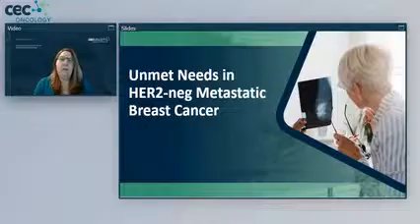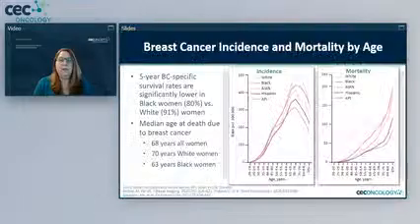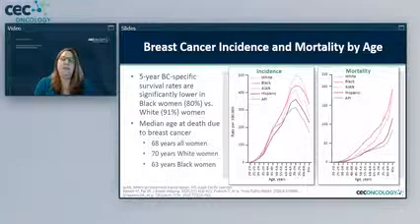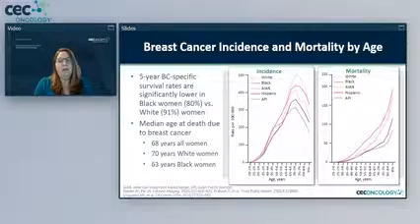So let's start off a little bit talking about the unmet needs of HER2 negative metastatic breast cancer patients. As we're aware, breast cancer affects women, and the 5-year overall survival rates continue to be significantly lower in Black women, 80% versus white women, 91%. In the tables on here, you can see the incidence for all different ethnic groups. And then you can also see the mortality, which the median age of death due to breast cancer is 68 years for all women, 70 years for white women, and 63 years for Black women. So we still have some work to go on making sure that we have equitable care for our patients.